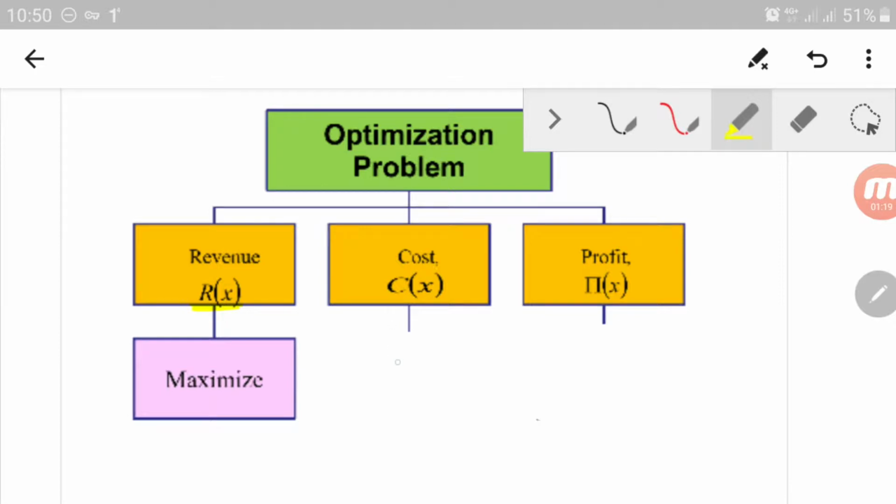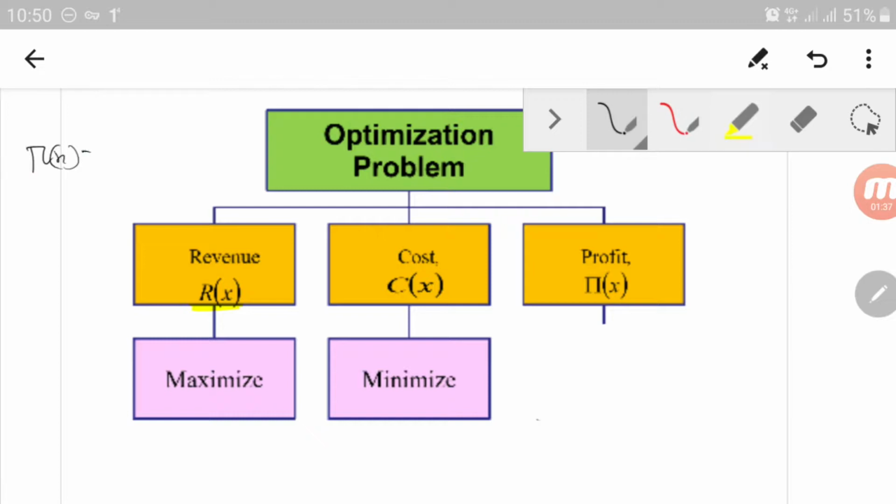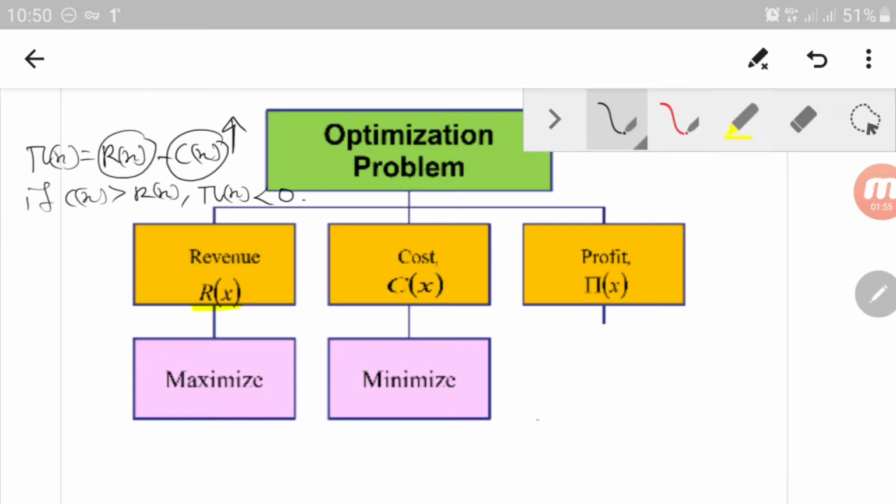How about cost? We want to make more money, so we have to minimize our cost. We don't want our cost to be more than our revenue. Otherwise, our profit will be negative, because as we all know, profit function is defined by revenue minus cost. So if cost is more than revenue, then our profit is less than zero lah. It's a negative lah.